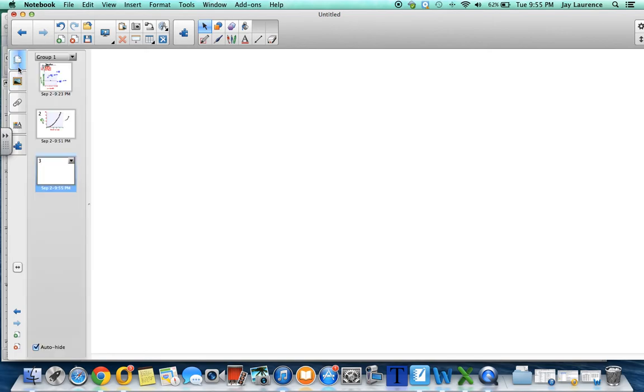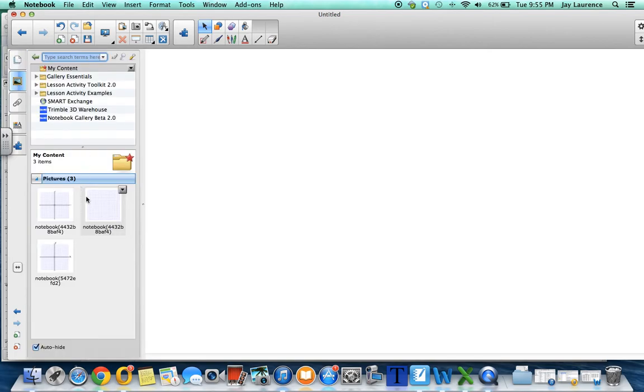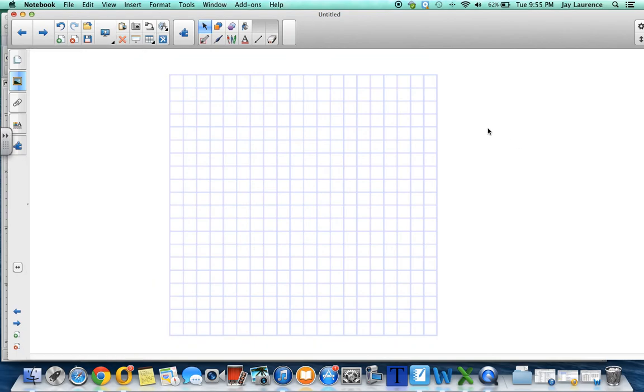Okay. And I don't care where you start on this graph, but let's put a point right here. And as we go 1 in the x, we go 2 in the y. 1 in the x, 2 in the y. 1 in the x, 2 in the y. 1 in the x, 2 in the y. You see how they're all lining up? They make a perfect line. Okay? So that's called a linear pattern.